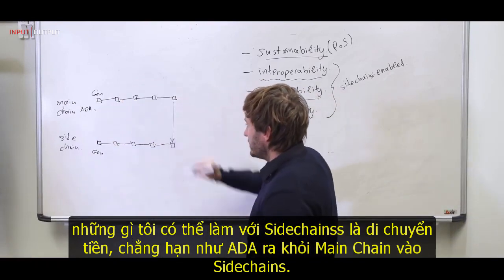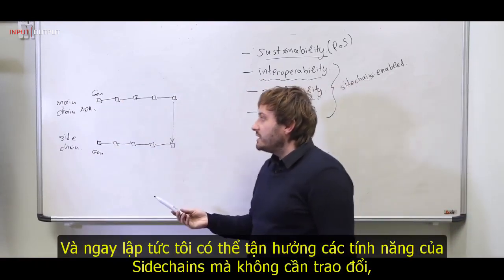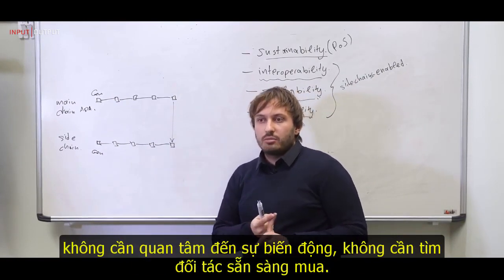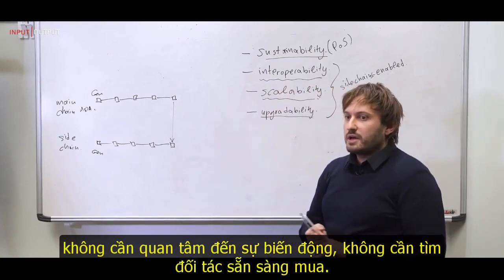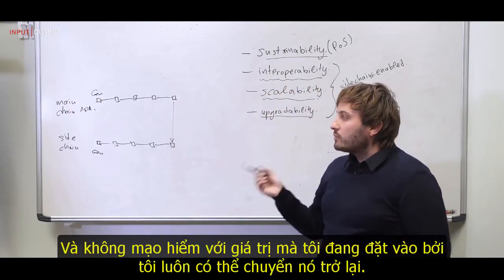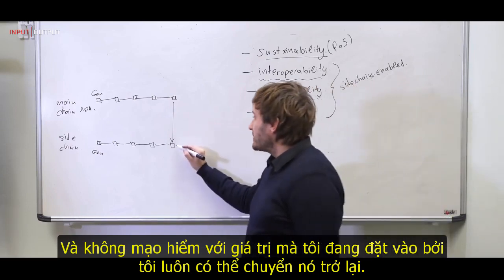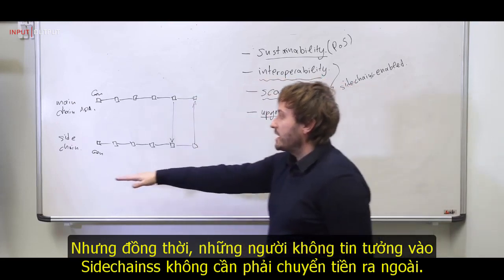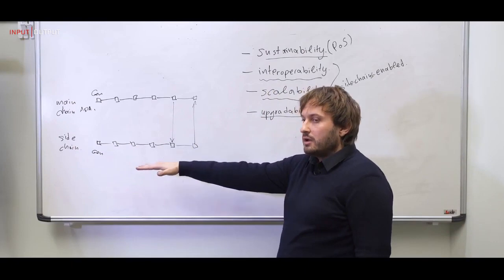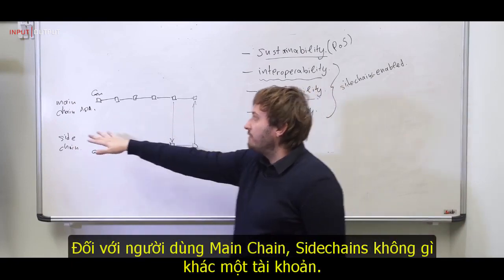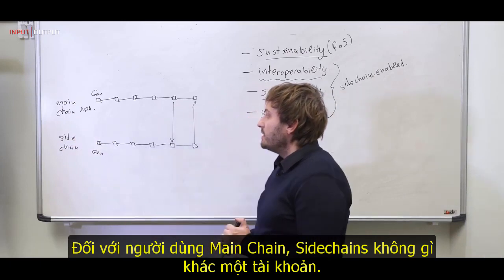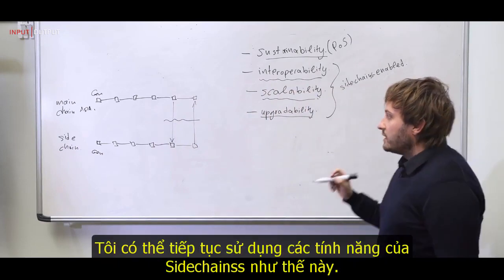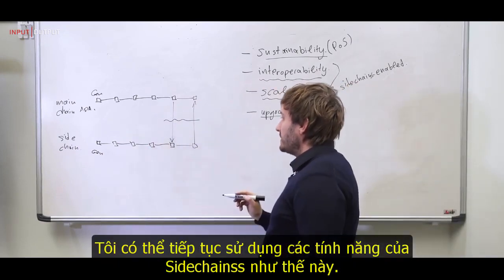out of the main chain and into the sidechain, and then immediately I can enjoy the features of the sidechain without needing an exchange, without needing to care about volatility, without finding a counterparty that is willing to buy from me, and without risking the value that I'm putting in, because I can always turn it back. But at the same time, the people that don't trust the sidechain don't have to move money out. For the purposes of a main chain user, the sidechain is nothing more than an account, right? Because there's a firewall between the two. And so I can keep using the features of the main chain like this.